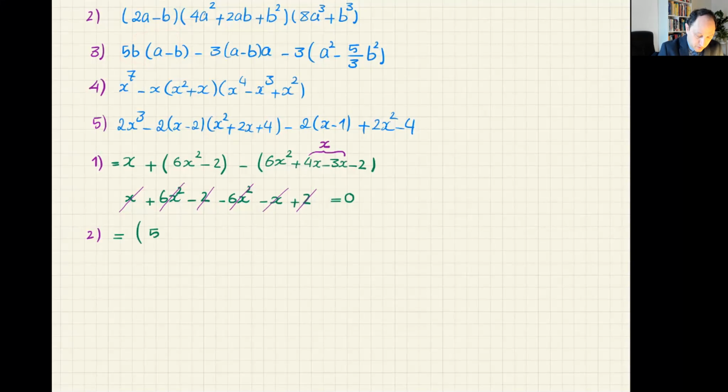So it becomes 5ba minus 5b squared, minus, but here I have 3 expressions multiplied. One of them is 3, one of them is a minus b, the other one is a. So I need to do it step by step.